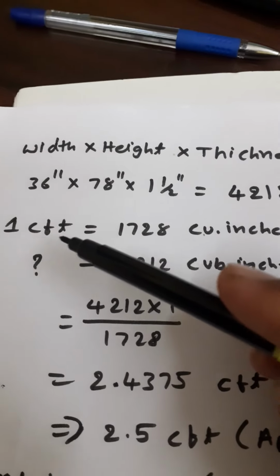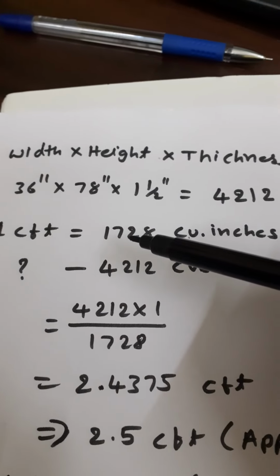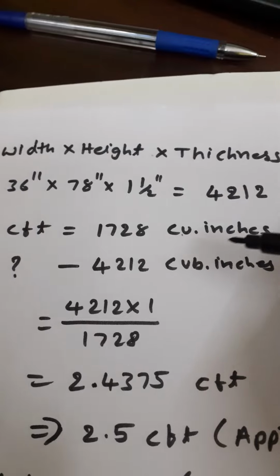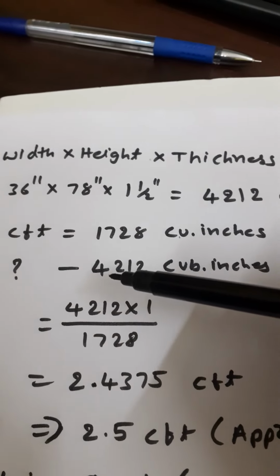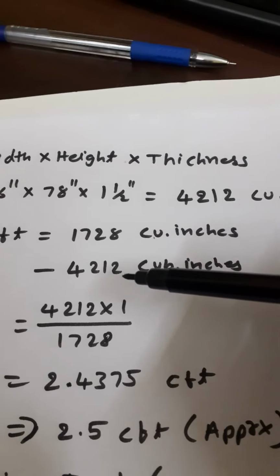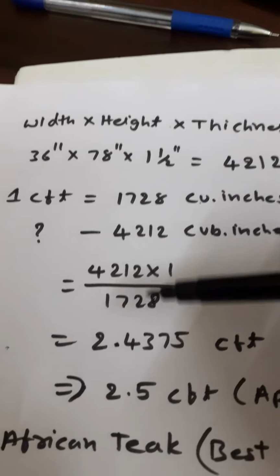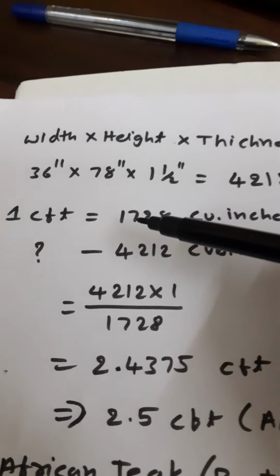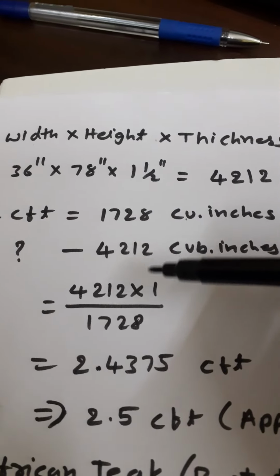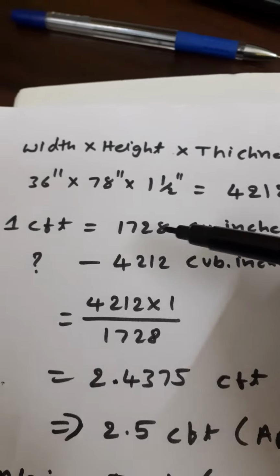So for 1 CFT, it is 1728 cubic inches. So how many CFT for 4,212 cubic inches? So if we do the calculation, 4,212 into 1 divided by 1728. I hope you understand this point.